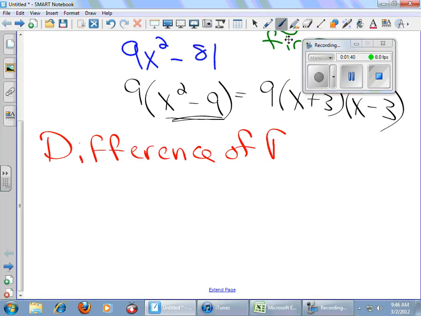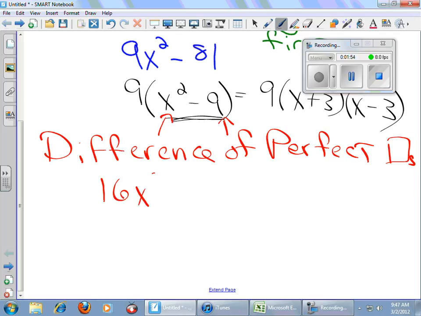of perfect squares, right? So the x squared up here is a perfect square, and then 9 is a perfect square, and there's subtraction. So if I have something like this, where I have 16x squared minus, I'm doing this one especially for Quinn because he mentioned he didn't know how to do it when there's more than one variable.